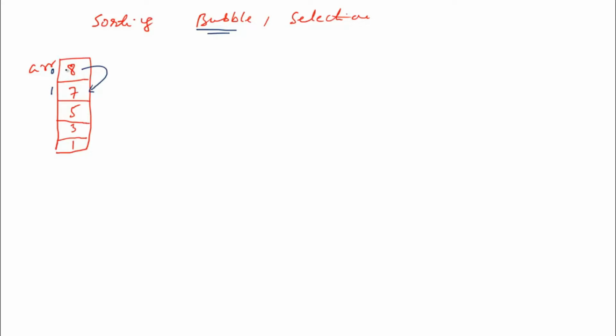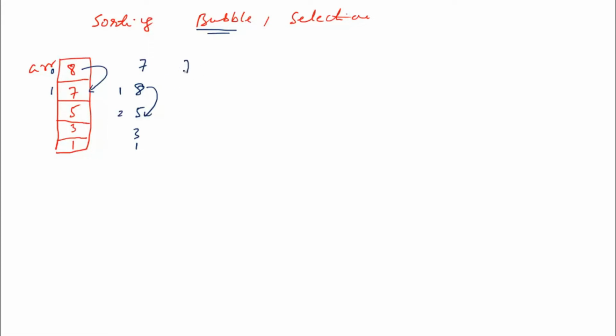So 7 will come to the 0 position and 8 will go to the 1 position. It will be like this: 7, 8, 5, 3 and 1. You see the values are swapped here. Now from 1 to 2 it will check again: is 8 greater than 5? Yes it is.